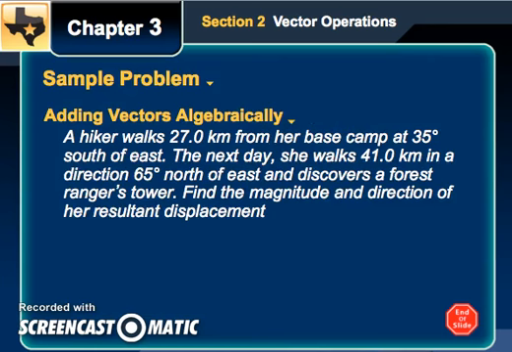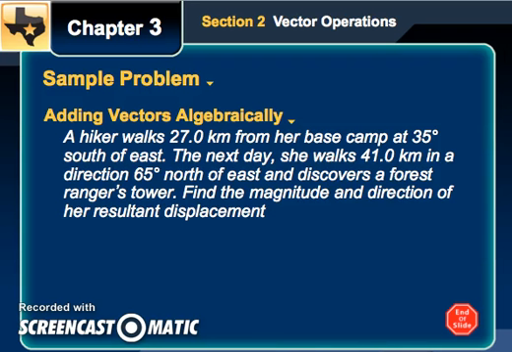All right, here we go. We've got a hiker who walks 27 kilometers from her base camp at 35 degrees south of east. South of east. Okay, so east is like the x-axis, and we take it south, so this is going to be an angle underneath. Next day, she walks 41 kilometers in a direction of 65 degrees north of east and discovers a forest ranger's tower. What we're going to do is find the magnitude and direction of her resultant displacement.